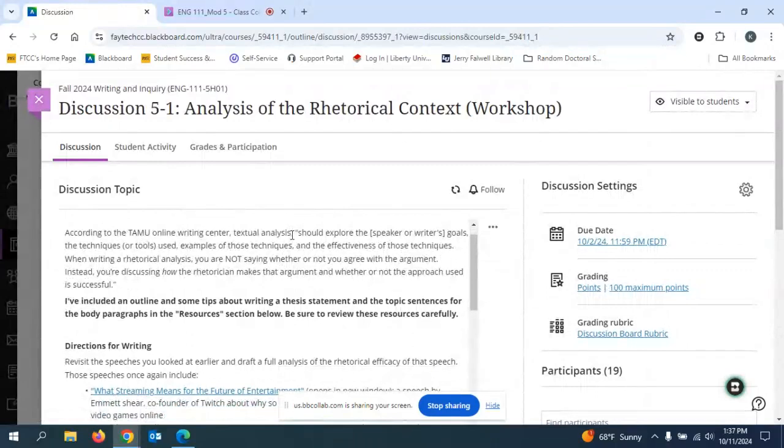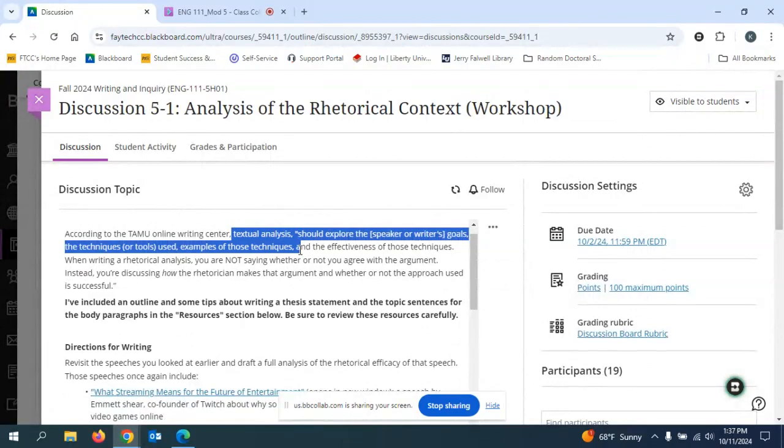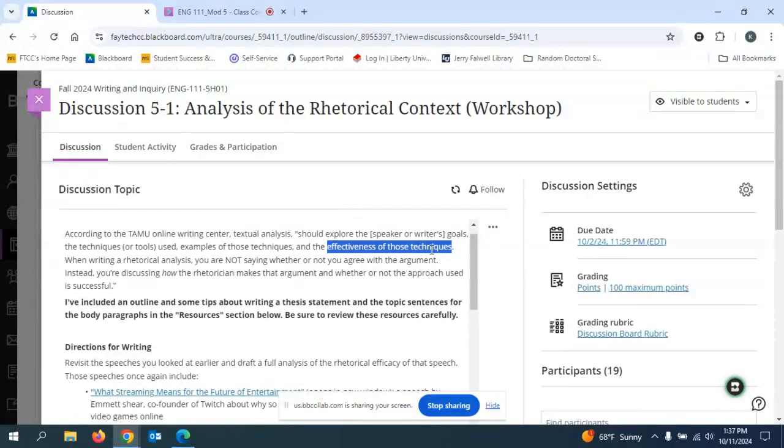it says that textual analysis means that you should explore the speaker's or writer's goals, the techniques or tools used, examples of those techniques, and the effectiveness of those techniques. So you're going to be writing this rhetorical analysis. Remember, rhetoric is the art of persuasion. You're going to analyze how someone is going about trying to persuade their audience. So you're going to have to look at their techniques. You're going to have to analyze their goals, and you're going to have to judge the effectiveness of those techniques.